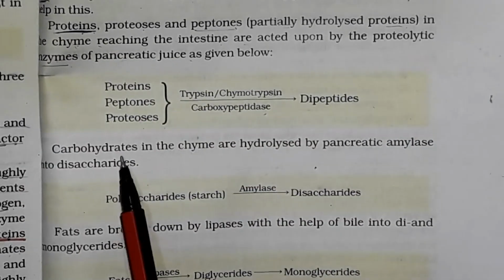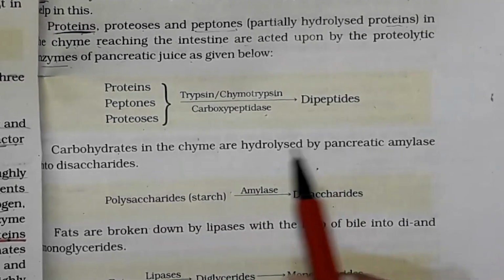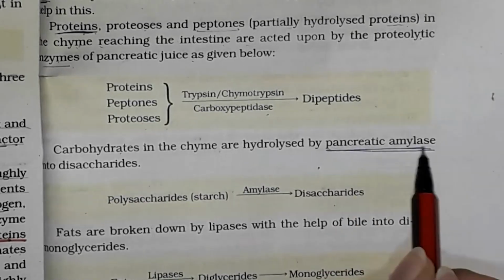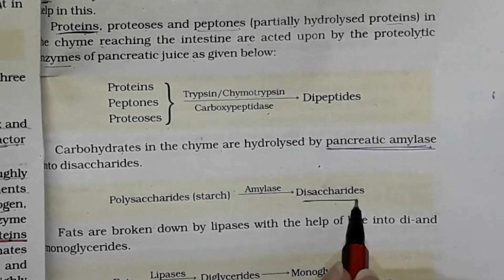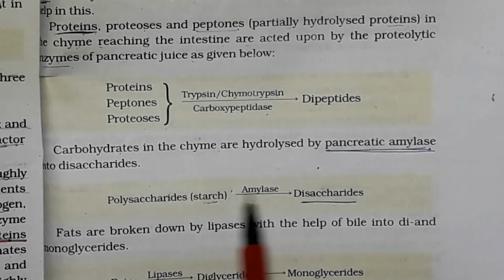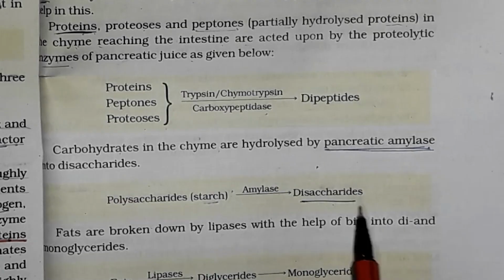Next comes the carbohydrates. When the carbohydrates in the chyme reach the small intestine, they are hydrolyzed by the pancreatic amylase, and they are converted into the disaccharides. So that's very important. The polysaccharide or starch is acted upon by the amylase and converts into the disaccharides.